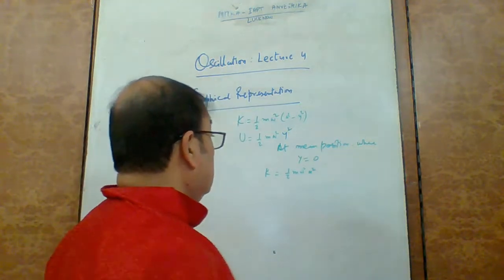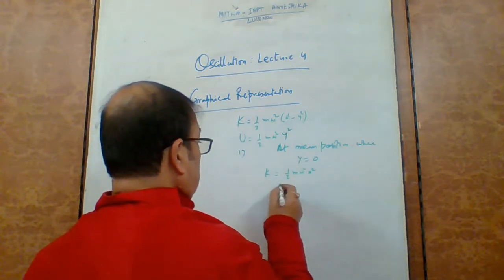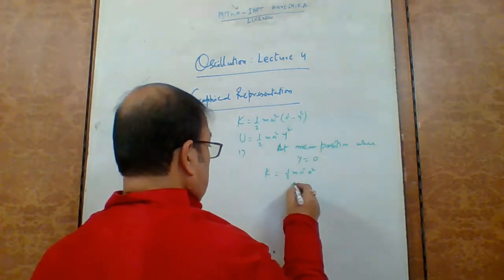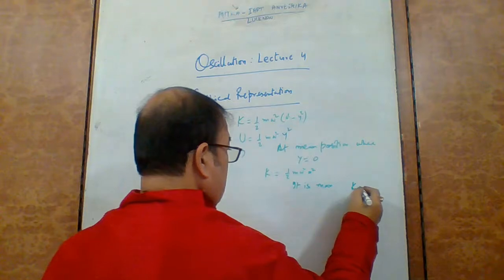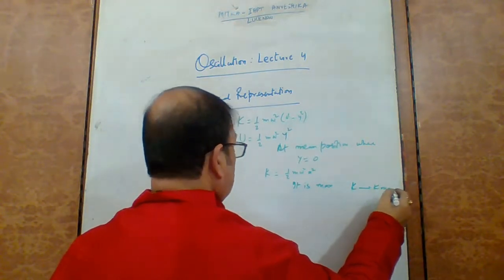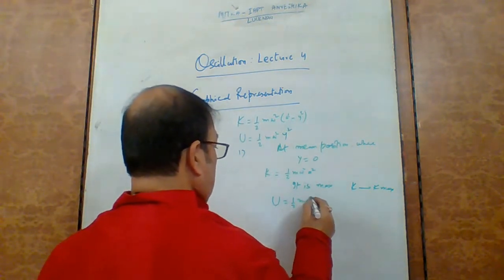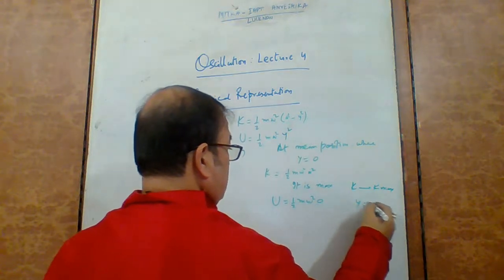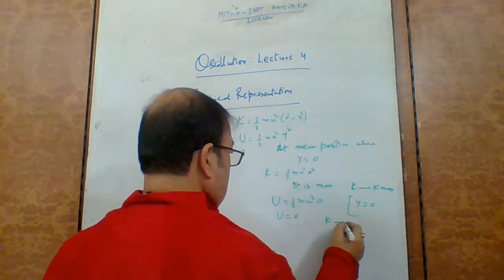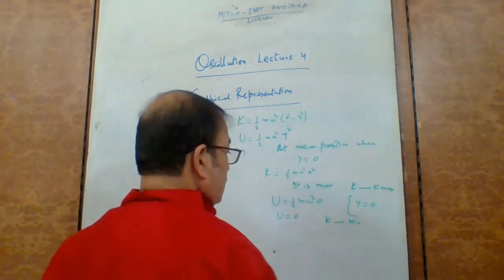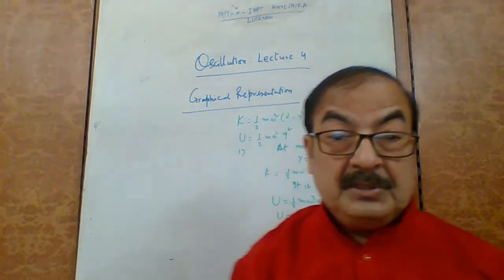And what will happen at the initial point, at the mean position, is that kinetic energy is this much, it is maximum. Kinetic energy is maximum, but potential energy U equal to half m omega square into 0, because y is 0, and therefore U is 0 and K is maximum. This is at your mean position.